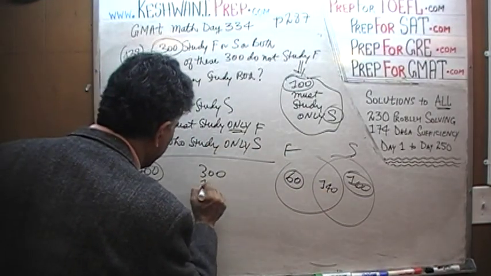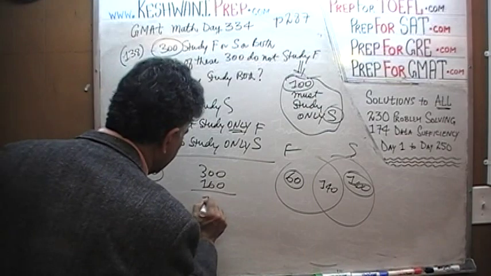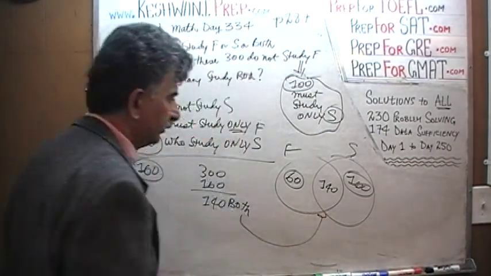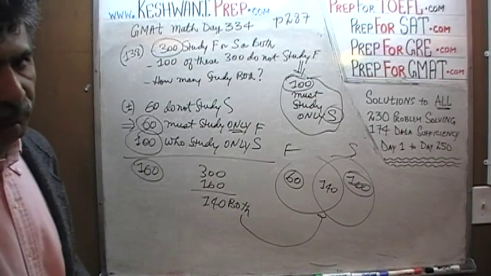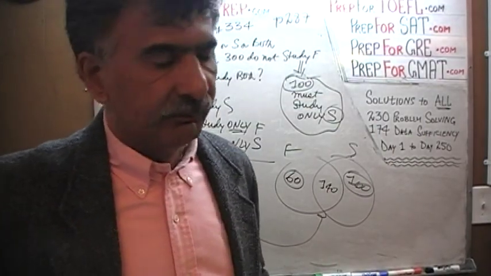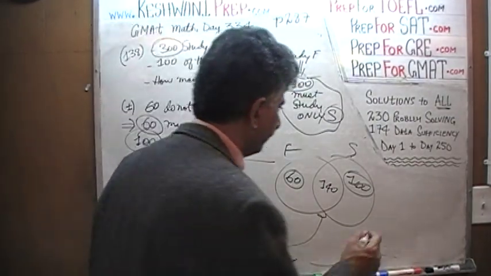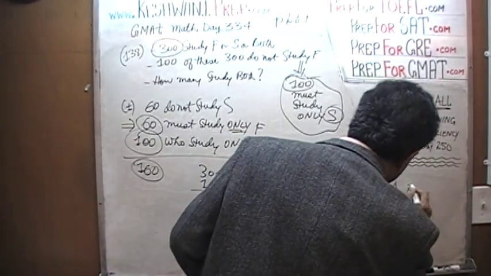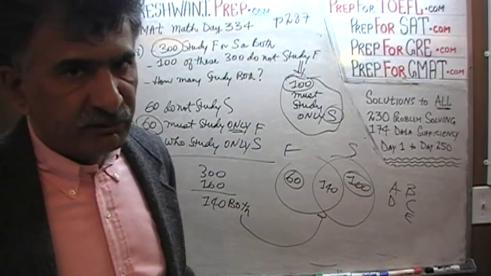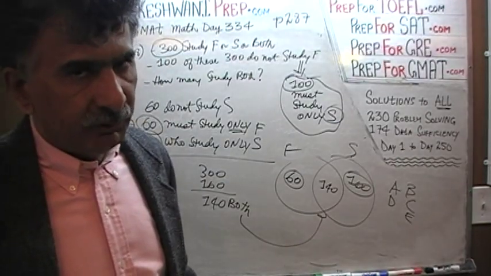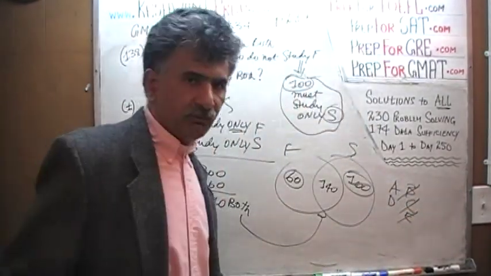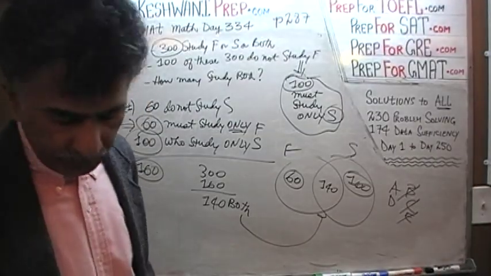300 minus 160 is the both. They must study both. So the first statement by itself does the job quite nicely. There must be 140 kids who study both of the languages. A, B, C, E. Now that we've established that the first statement by itself is enough, we know that the answer cannot be B, C, or E. It would have to be either A or D. Let's look at the second statement.